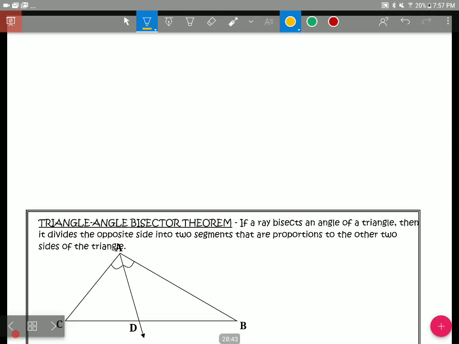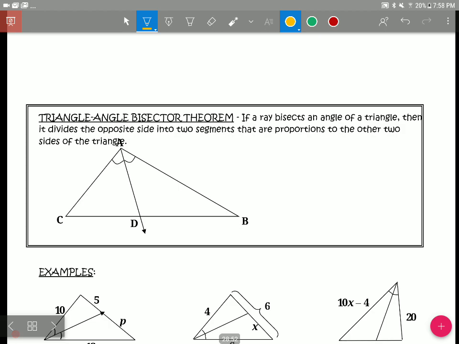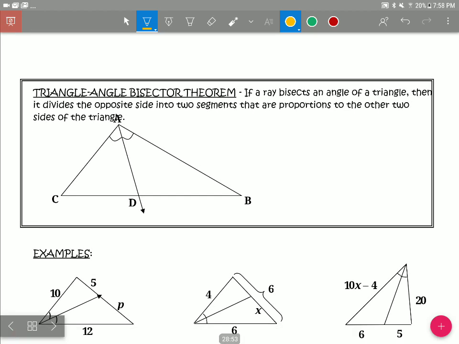Is there not another one over here? There should be. Okay. The angle bisector theorem. If a ray bisects an angle of a triangle, then it divides the opposite side into 2 segments that are proportional to the other 2 sides of the triangle. Basically, if these are the same, then... Give me a second. I had to remember what I was doing real quick.